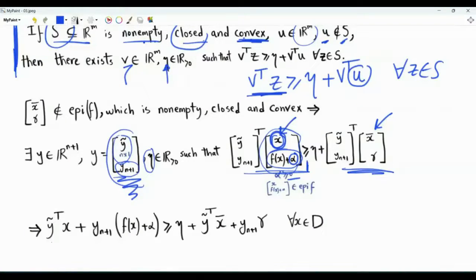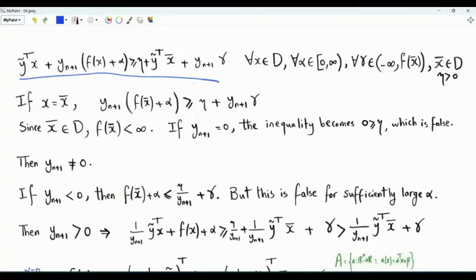If we do this inner product, then we have y tilde transpose x plus the scalar y n plus 1 times f of x plus alpha, this is greater than or equal to eta plus this inner product, which is y tilde transpose x bar plus y n plus 1 times gamma. And this should be true for any x in the effective domain of function f. This is the inequality that we have, and it is true for every x that is in the effective domain of function f. It is true for every alpha that is non-negative. It is true for every gamma such that gamma is less than f of x bar. And x bar is a point in Rn that is in the effective domain of the function f of x, and eta is a strictly positive real number.